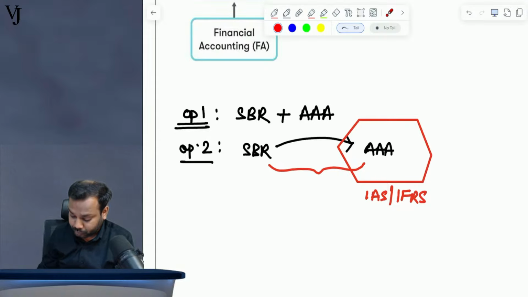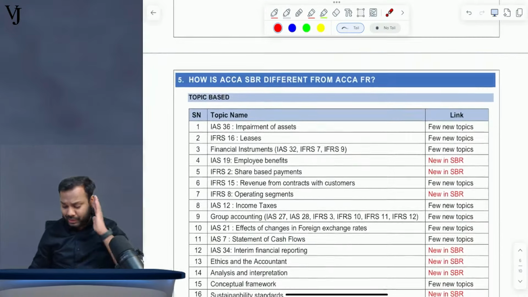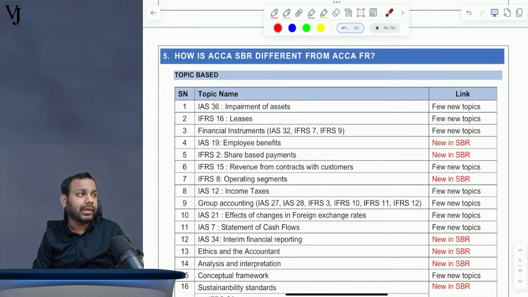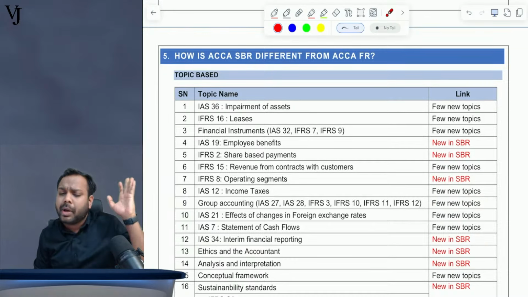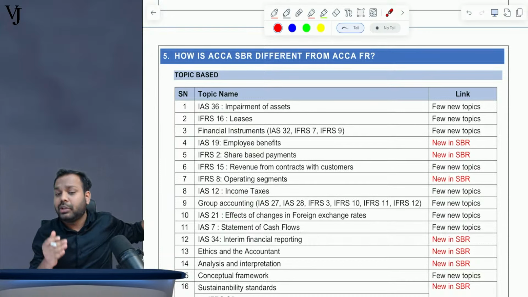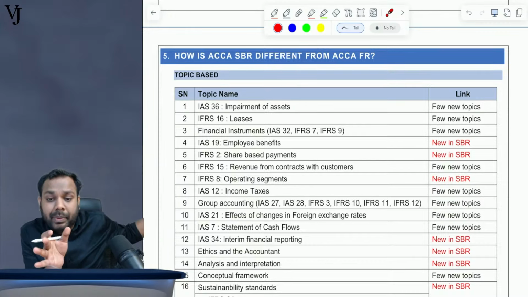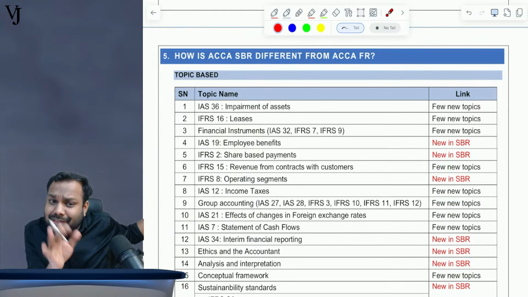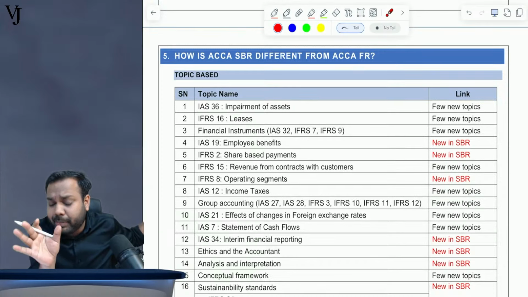Okay, now moving on to how SBR is different. I am taking it up here because I get this query multiple times. Sir, these topics are common in FR and SBR. What exactly are we studying in SBR? So let me help you with the same. There are topics which are exactly the same in FR and in SBR. Exactly, ditto the same.